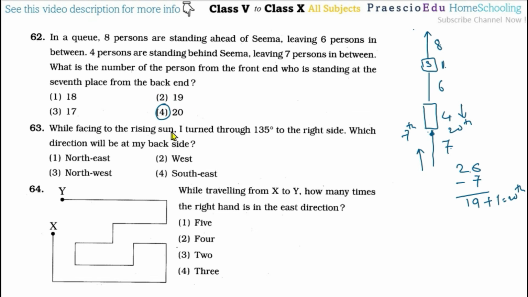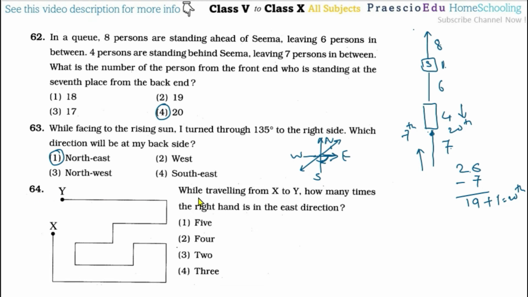While facing the rising sun, so this is the north and this is east. So facing the rising sun means facing the east side. I turn through 135 degrees to the right side. Now this is the right and this is left. So turning this one 135, this is 90 and then 45. So these directions. Now I am facing the south and the west. Now which direction will be my backside? The backside will be this one, so it means northeast. So northeast is given in option number 1.